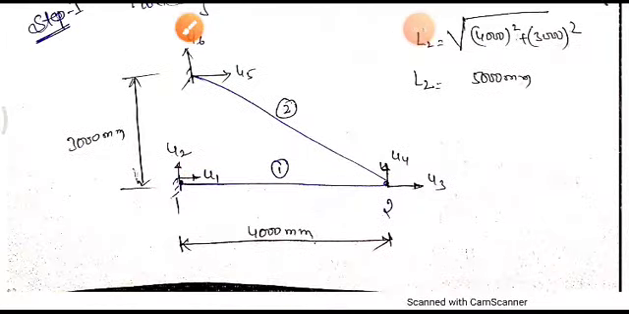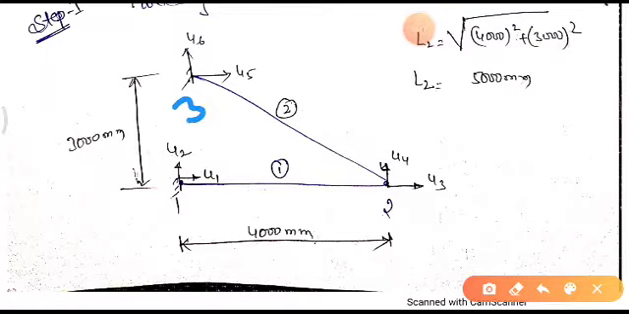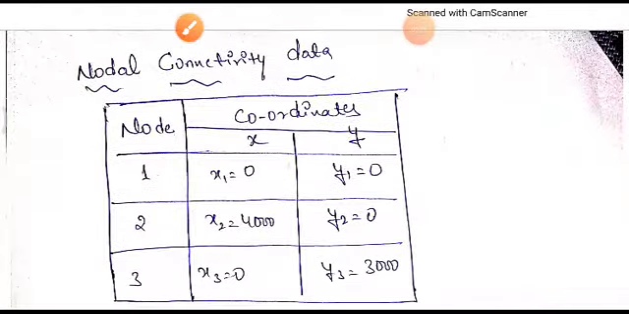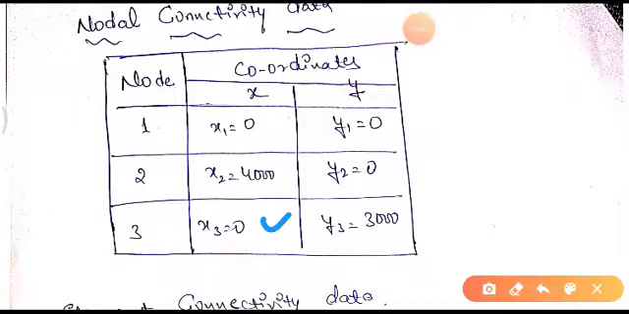Similarly, we need to write for the third node. This is our third node, and it is at a distance of 3000 from the x-axis, and 0 from the y-axis. So that's what we have written, 0 comma 3000. And these are nothing but x1, x2, x3 and y1, y2, y3.